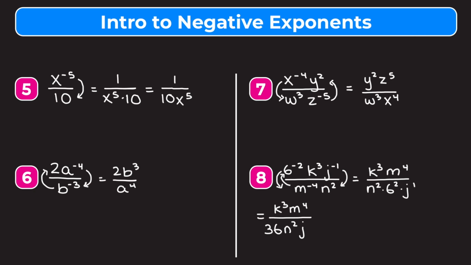Hopefully this video gave you a little bit of an introduction to negative exponents. You just need to remember that if something's being raised to a negative exponent, you want to change its position in order to make the exponent positive. So if the thing being raised to the negative exponent is in the numerator, you want to bring it to the denominator, and vice versa. If the thing being raised to the negative is in the denominator, you want to bring it up to the numerator.